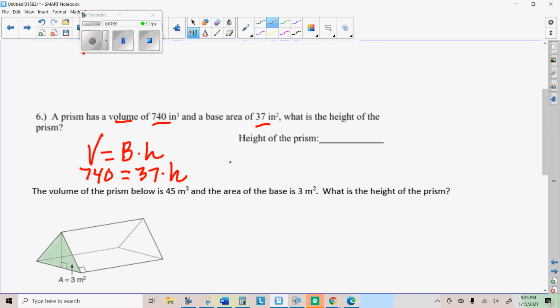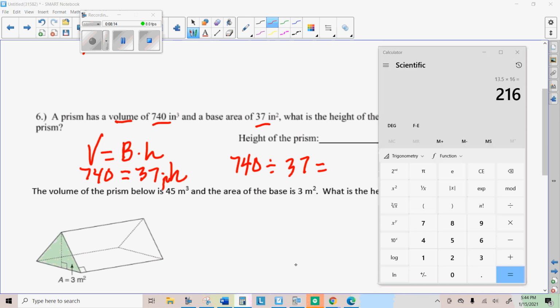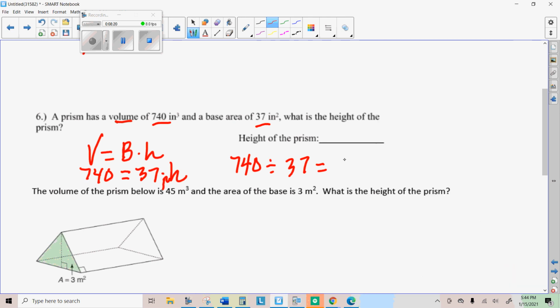So now I have to backtrack. I'm going to divide because it's multiplication here. So when you backtrack, you do the inverse. So I'm going to do 740 divided by 37 to get that height. And that's 20. And that would be inches since our volume was given in cubic inches.